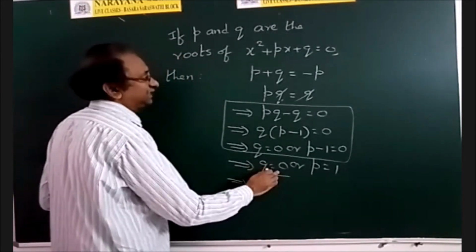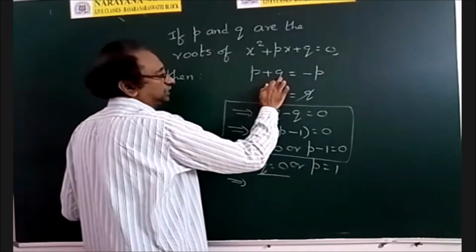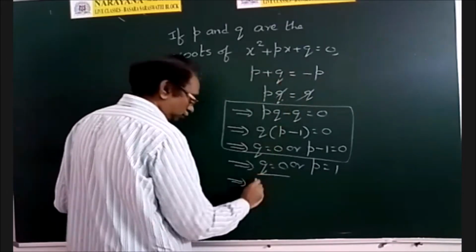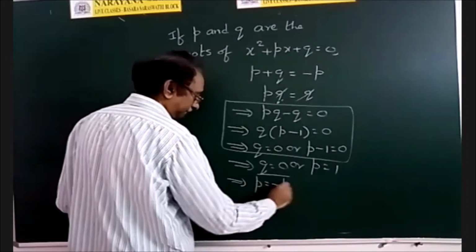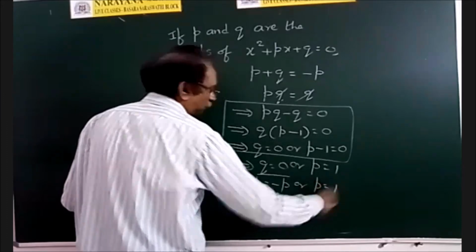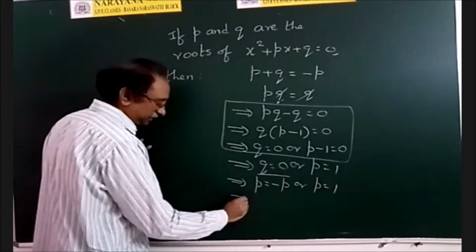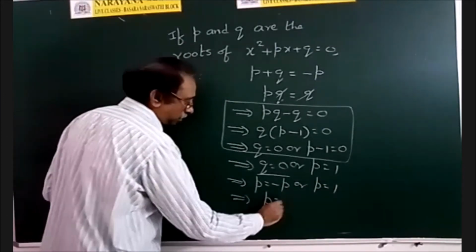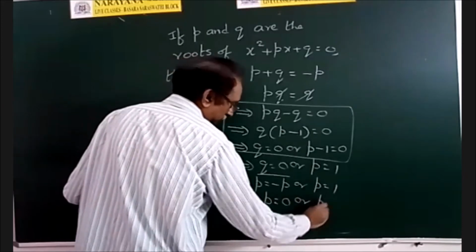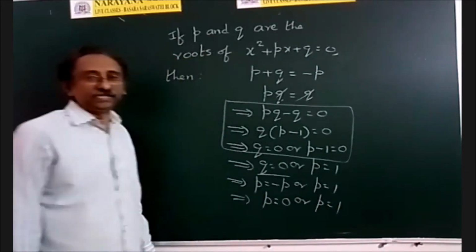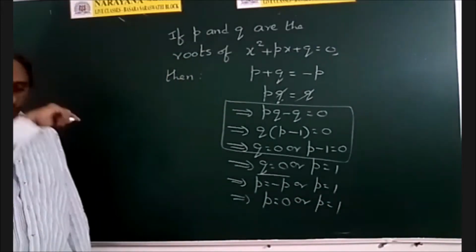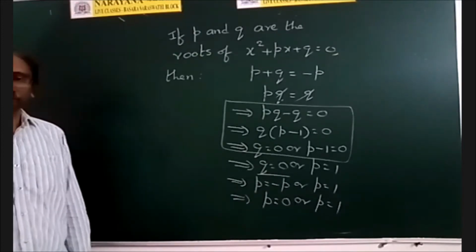If q is equal to 0, substitute q is equal to 0 here, p is equal to minus p, or p is equal to 1. p is equal to minus p means 2p is equal to 0 or p is equal to 0. The values of p are either 0 or 1. Right?